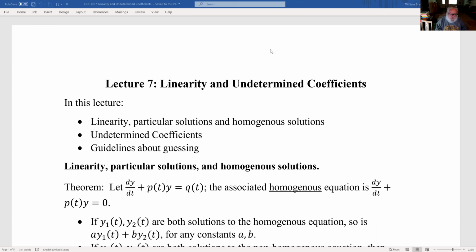Undetermined coefficients is also, well, it's guessing, but it's informed guessing.